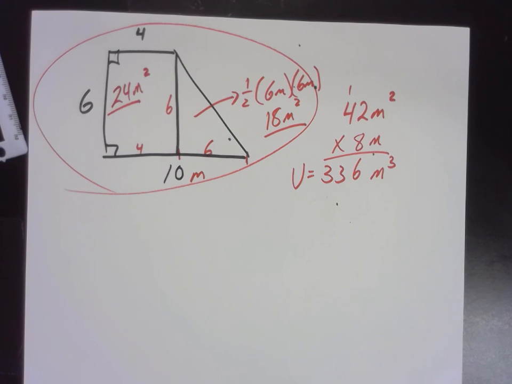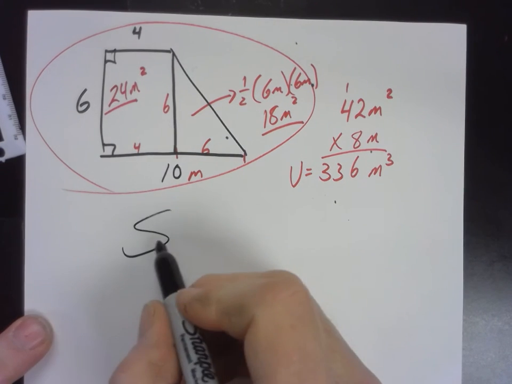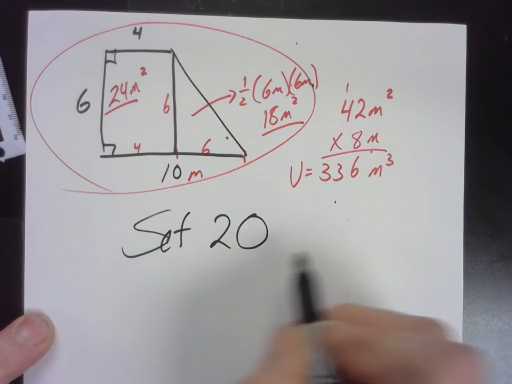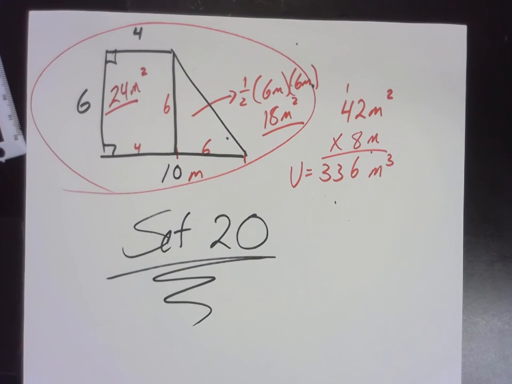Turn over to page 90. Look at practice C. What's the area of the base? 50 square centimeters. What's the height? 12 centimeters. Can you find the volume? You can do this. Okay. We're doing set 20. Let's get it done before the end of class. No homework tonight or anything. Let's go. Get after it.